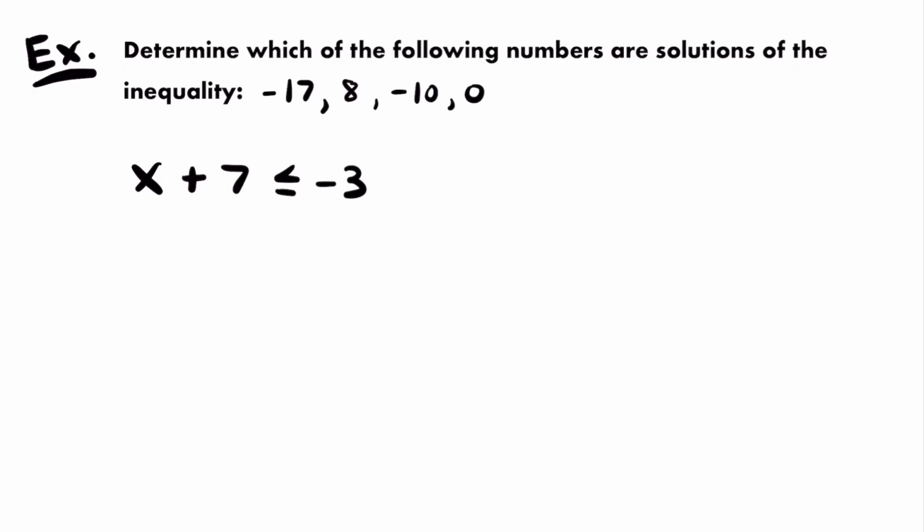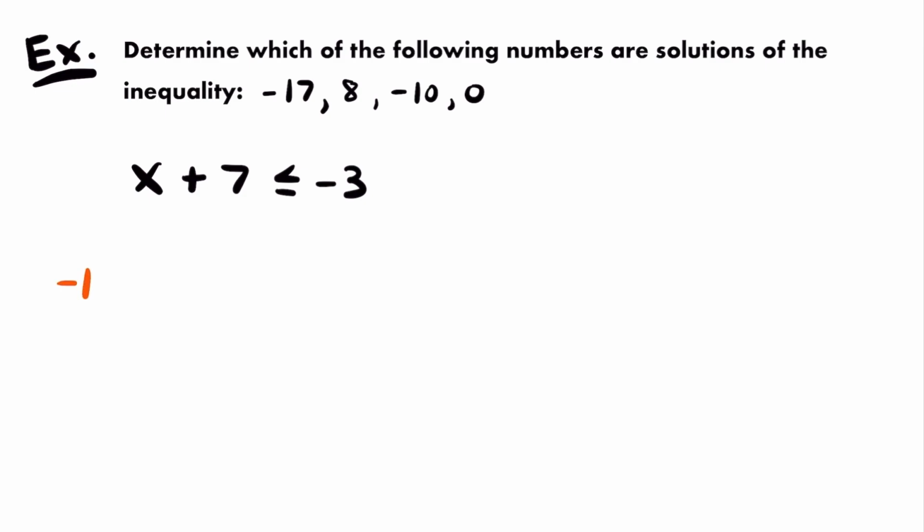And so here is that example. We want to determine which of the following numbers are solutions of the inequality, and the numbers we want to check are -17, +8, -10, and 0, and our inequality is x plus 7 is less than or equal to -3. All right, so really what we're going to do here is take turns plugging in or substituting in each of these numbers in for x in this inequality and see if the resulting statement is true. If it is true, then we know that that number would be included in the solution set, and if the statement is not true, if it's false, then we know that that number is not included in the solution set for the inequality.